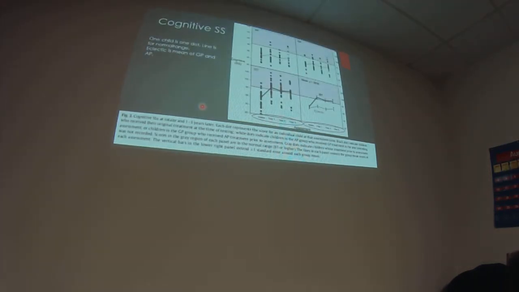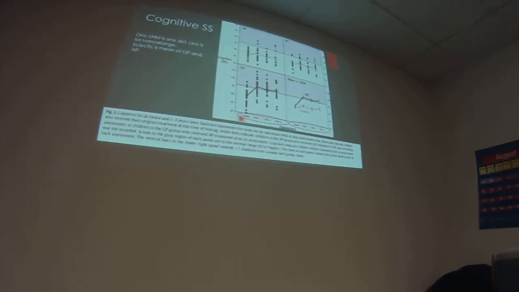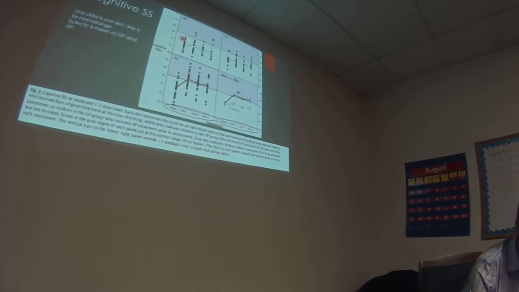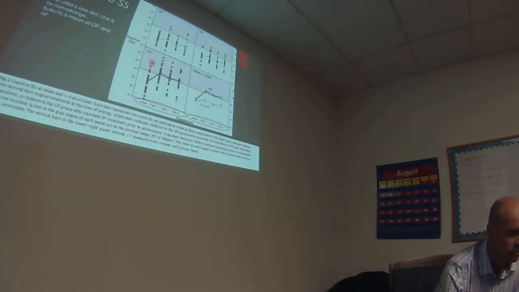This is the first one where we look at outcome. Time here: intake, year 1, year 2, year 3. Same thing over here. And what you need to know is that one dot here is one child. So up this line are all the children at intake in the IBT group, AP group, and same thing over here, the GP group at intake.